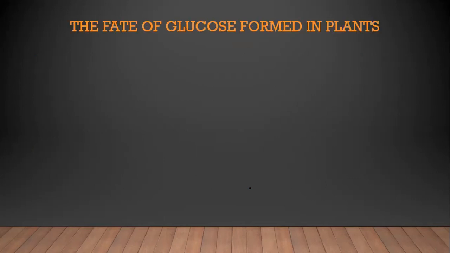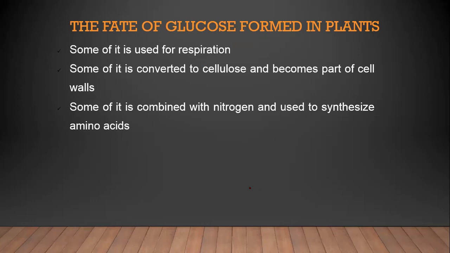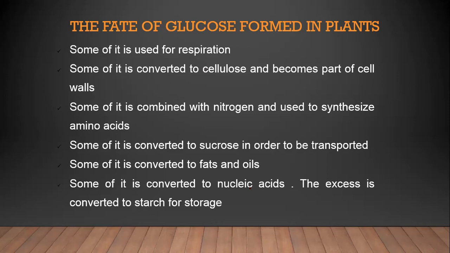Okay, we proceed. What is the fate of glucose formed in plants? Meaning, what happens to the glucose that is formed by plants? All right, some of it is used for respiration. Look out for the video on respiration. Some of it is converted to cellulose and becomes part of the cell wall. That's why we call it the cellulose cell wall. Some of it is combined with nitrogen and is used to synthesize amino acids. Some of it is converted to sucrose in order to be transported. Some of it is converted to fats and oils.